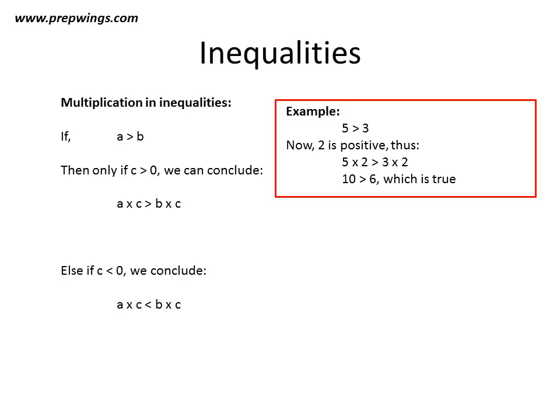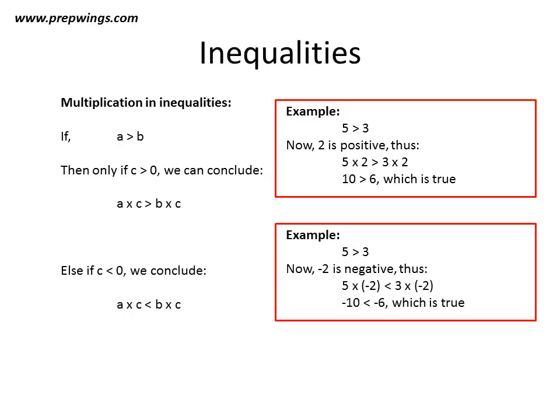But if we multiply an inequality by a number less than 0, which means a negative number, then the inequality sign reverses. Okay, so if it is greater than, it will become less than. If the inequality sign is less than, it will become greater than in that case. Okay, so A into C will be less than B into C when C is less than 0.